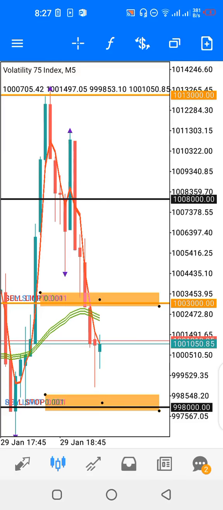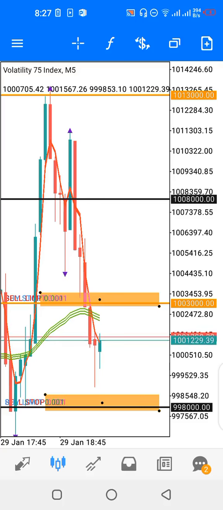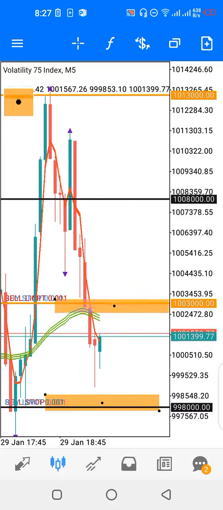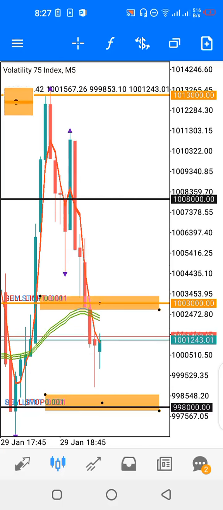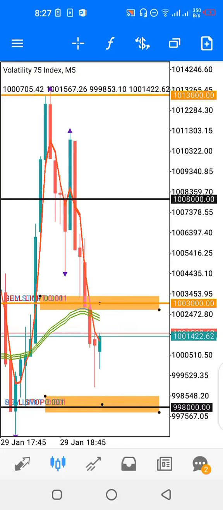But for now, price is ranging. After the range, we expect price to break out in one direction. Price can break out to the upper direction or to the lower direction.